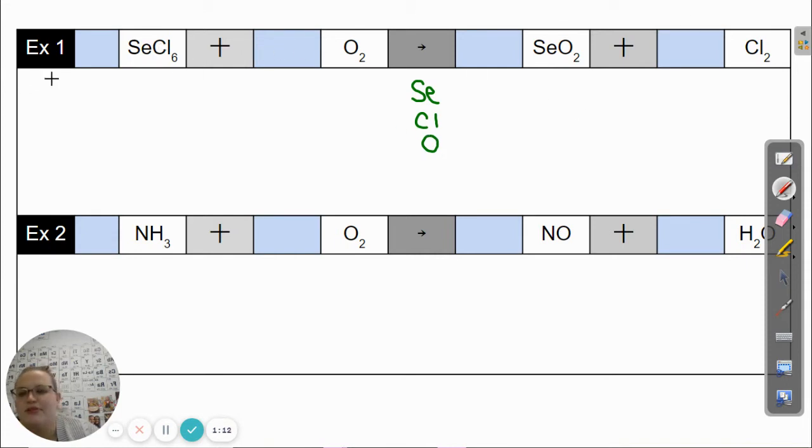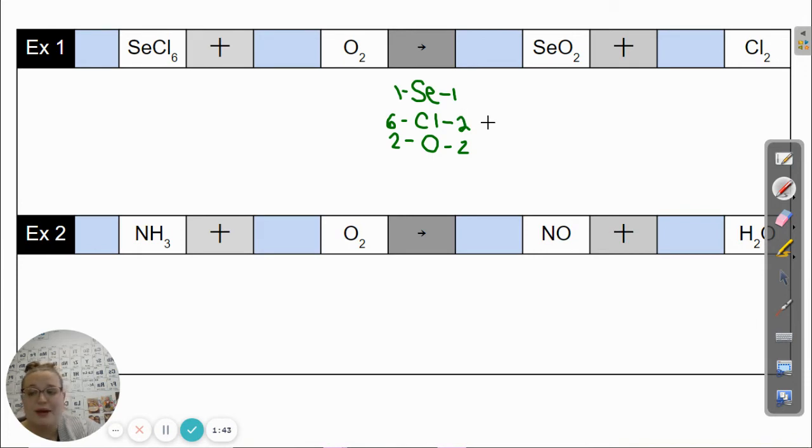And I want the same number of each thing on both sides. So I have 1 Se on my reactant side, 6 Cl, and 2 O. On my product side, I have 1 Se, 2 O, and 2 Cl. So when I add coefficients, I'm multiplying by everything in front. My Se's are the same, my O's are the same, so all I'm going to look at is my chlorines. So I have 6 versus 2.